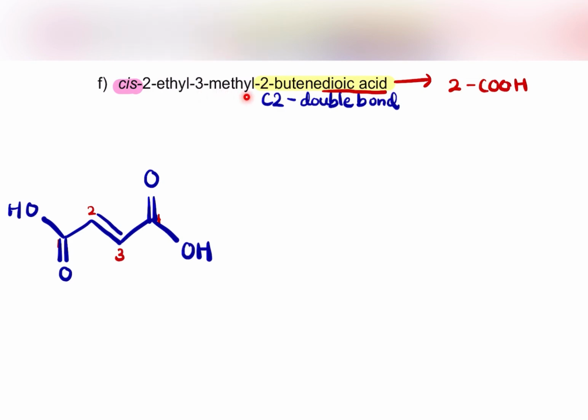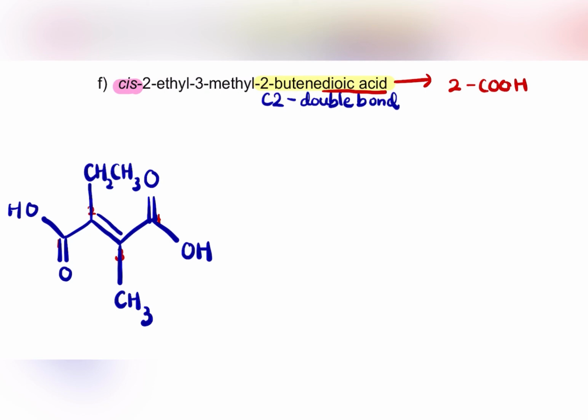3-methyl. So at position carbon number 3, I have a methyl. This is CH3. And after that, at position carbon number 2, I have ethyl. So this will be CH2, CH3. So now, this is the normal structure. How do you want to draw it in cis form?